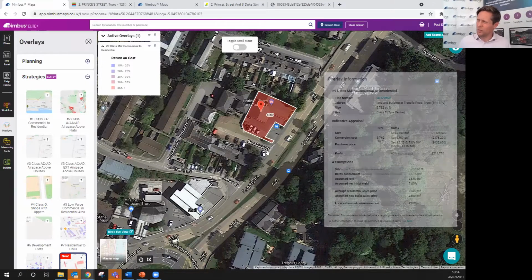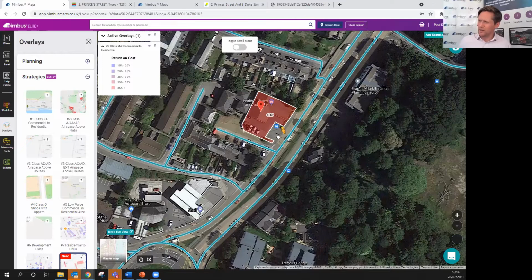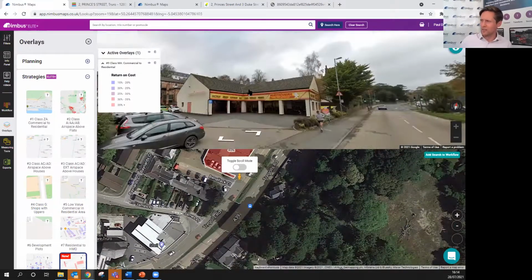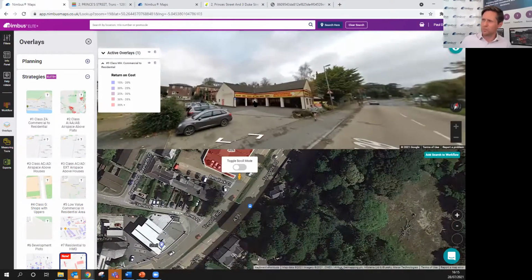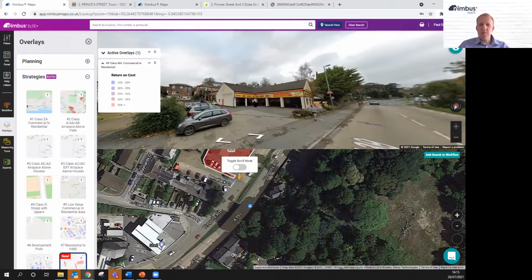And actually, for that sort of scheme, you might do a bit more than that. You might use your PD rights to assume a conversion, but actually you might do something more comprehensive on a resubmission once you prove the principle of residential in that location. So yeah, I like that opportunity actually. Absolutely agree with that. Not a bad one.